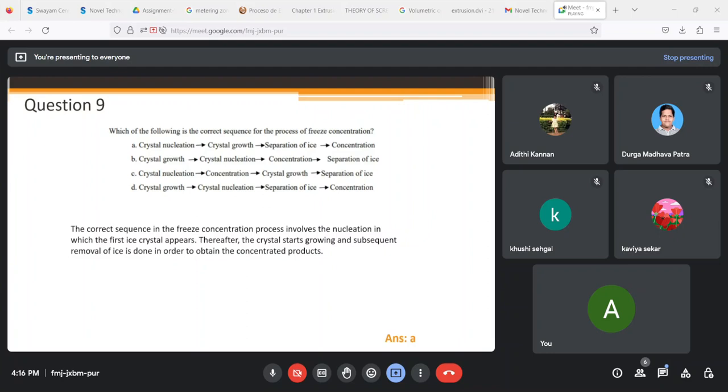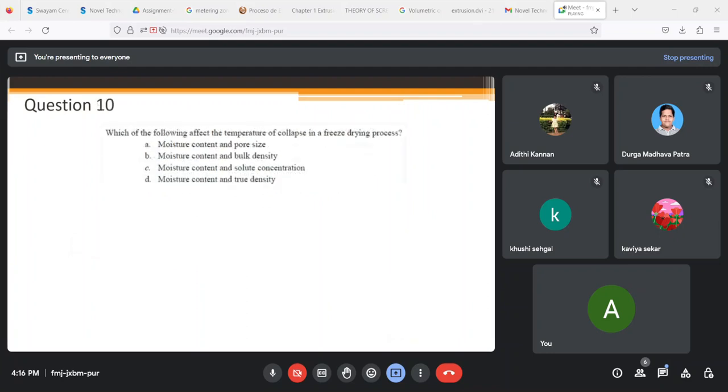So moving on to question 10. If any question needs to be repeated, kindly let me know. Which of the following affects the temperature of collapse in a freeze drying process? So you have moisture content, pore size, bulk density, solute concentration, and true density. So which of these are important for determining the temperature of collapse? And before that, do you guys know what is collapse in a freeze drying process?